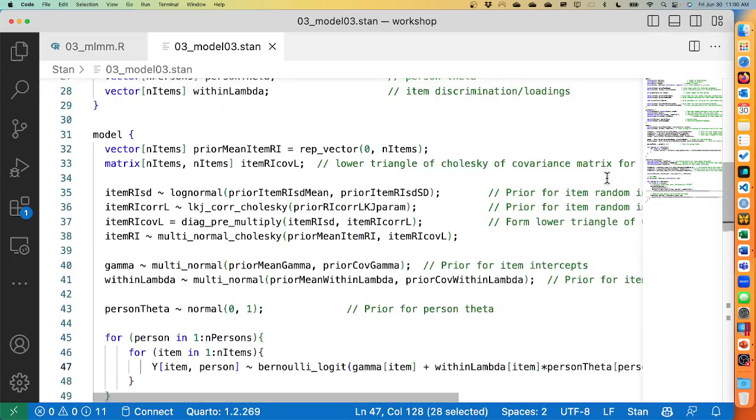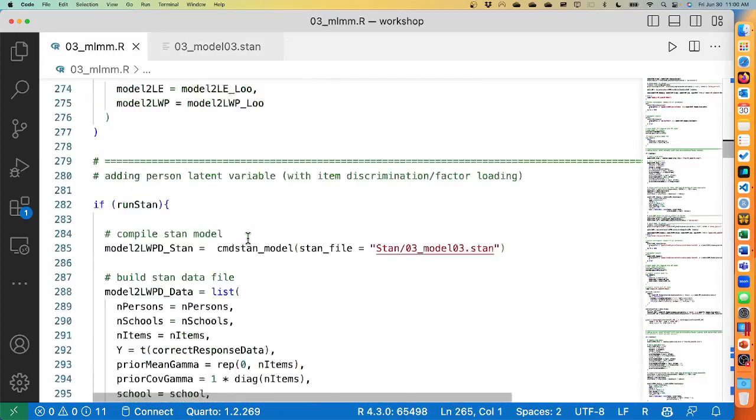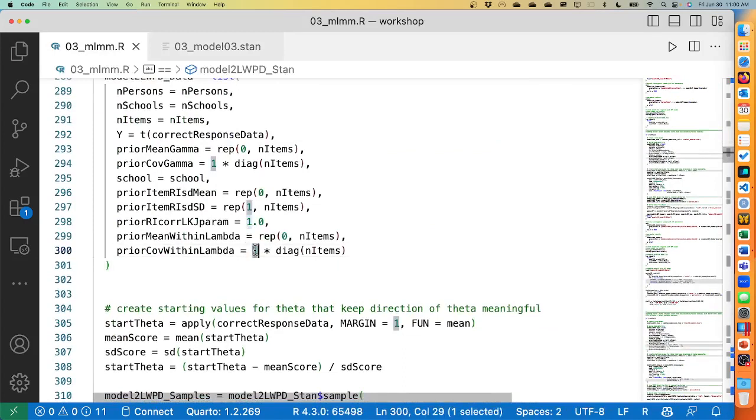Let's see, anything else I need to note? Here, because we've added within lambda, it needs a prior distribution. I'm giving it a multivariate normal distribution, and I'm submitting the lambda, the mean vector and covariance matrix. The mean vector will end up being 0, and the covariance matrix in this case is a bit more informative than you're used to seeing this week. I'm letting the prior standard deviation of lambda be 1.